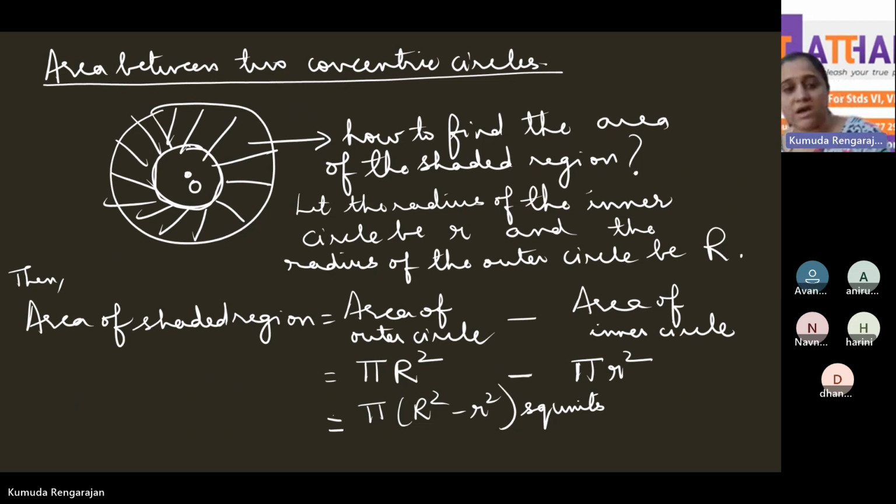Ma'am, I have a doubt. Yes, please ask me. Ma'am, after the question you have written, let the radius of the inner circle be small r, and for the outer circle, is this not the capital B? It's capital R? Yes, this is capital letter R. This one is also R. Okay, ma'am. That's my doubt. Thank you, ma'am.